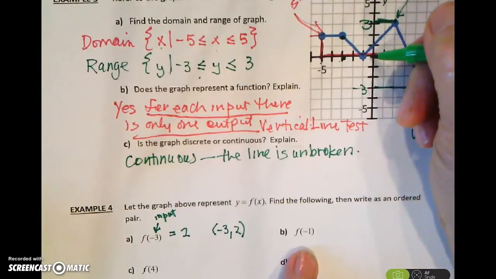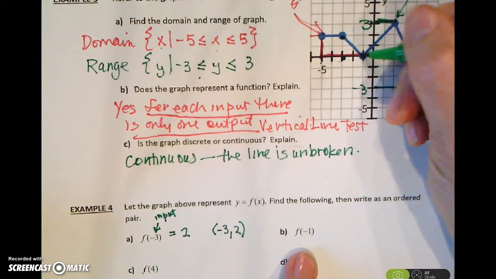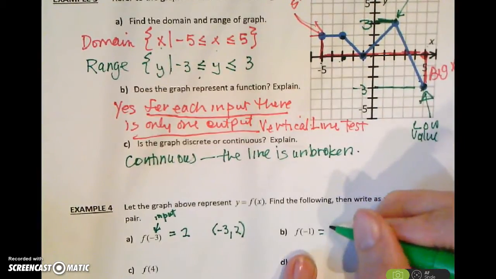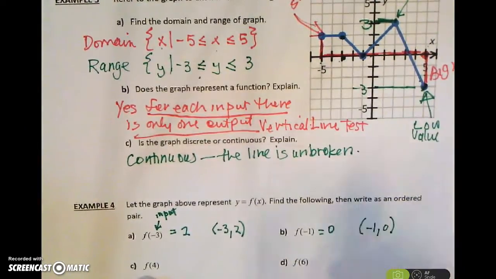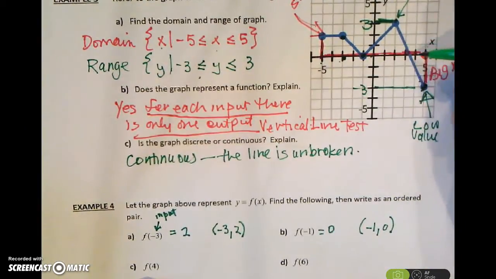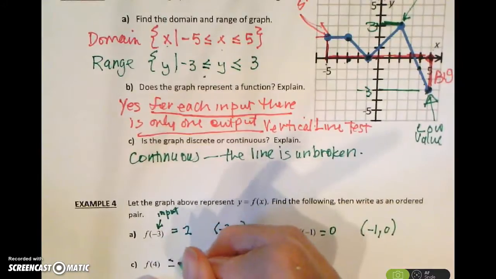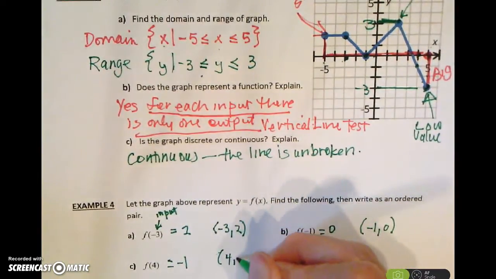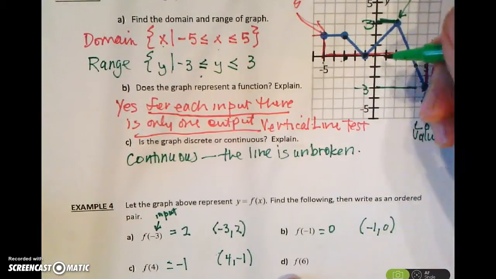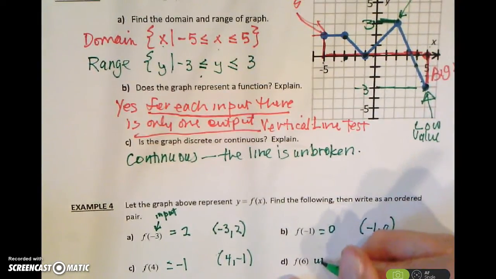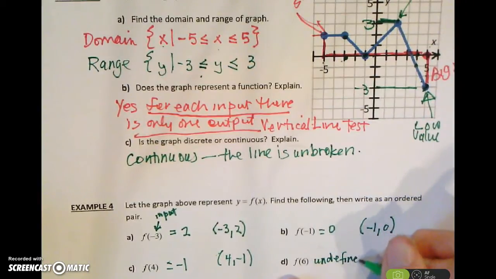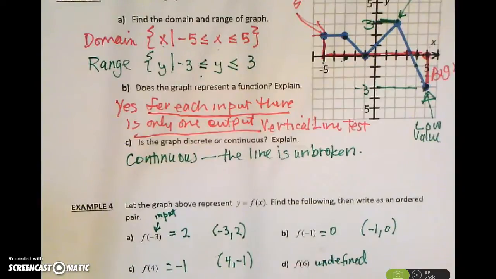F of -1, -1 is the input, and the output, I went up 0, so that's equal to 0. So my point is -1, 0. F of 4, my input's 1, 2, 3, 4, and it looks like I'm going down 1, so my output is -1. So that point's going to be 4, -1. And for 6, 1, 2, 3, 4, 5, 6, I don't find anything. This is undefined. We have no output for f of 6.